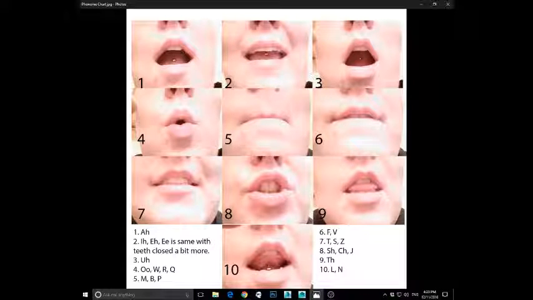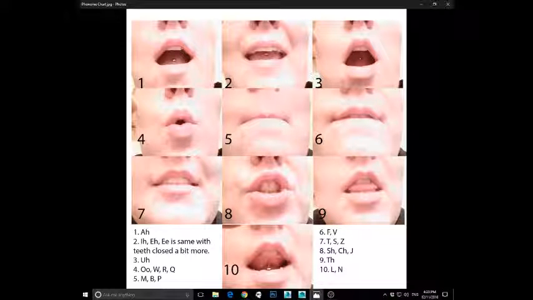And the second one is I and E. So I and E is pretty much the same shape. E is just a little bit more, the teeth are closed just a little bit more. So just close the jaw a little bit, and then you have I and E. Number 3 is O, like above, or even. I'm kind of drawing a blank right now, but that's okay. You get my drift.